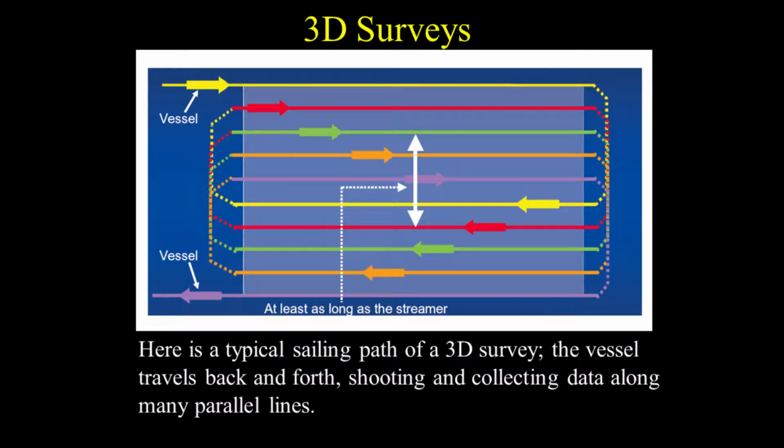Note that it takes about 9 hours to turn from one sailing line to another for a vessel carrying 10-kilometer long streamers. If we follow the yellow line, for example, note that when we finish one line, the next line is more than 10 kilometers away from the previous line because of the complexity of turning such a long vessel or streamer.